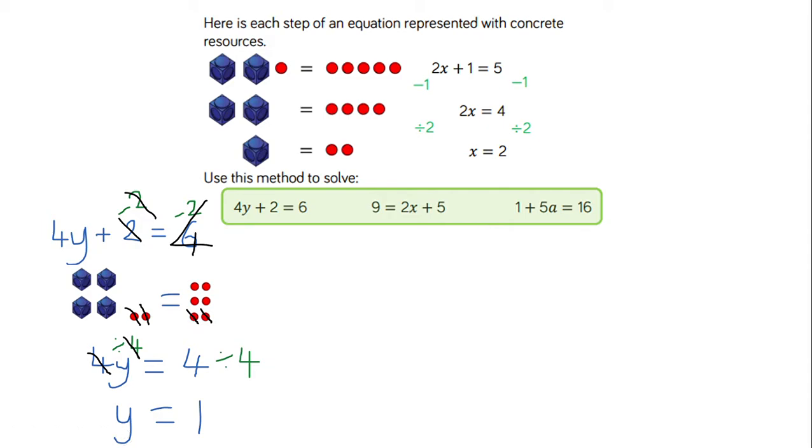Okay, 9 equals 2x plus 5. Right, so I want to get, first step, I want to get 2x on its own. I want to get rid of this 5. If I'm going to get rid of 5 from this side, I need to take 5 from that side.